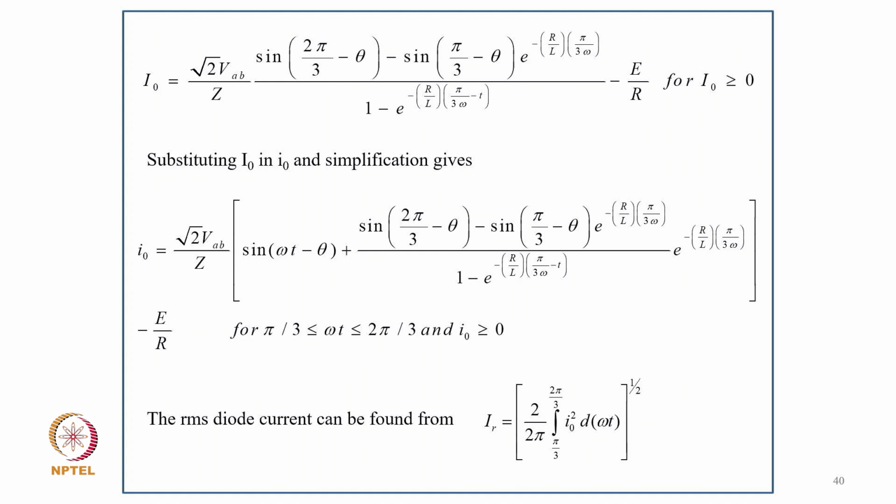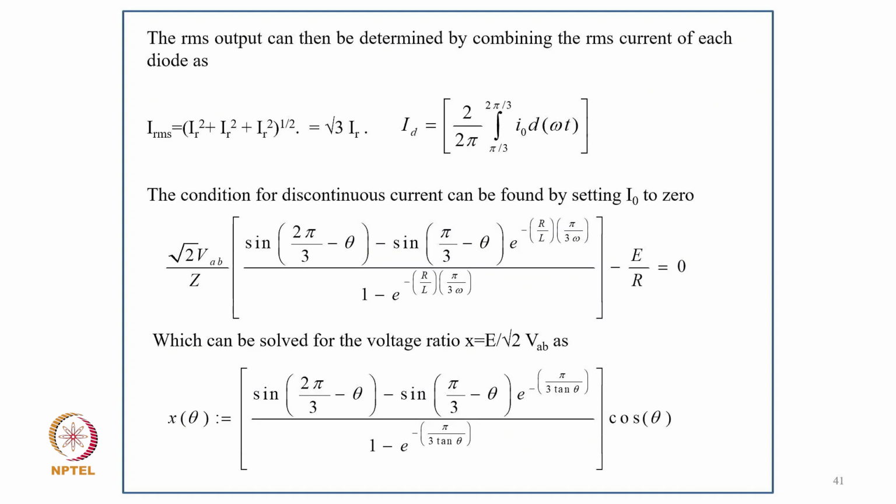for omega t varying from pi by 3 to 2 pi by 3 and i0 greater than 0. The RMS diode current can be found out: IR equals square root of (2 upon 2 pi) integral from pi by 3 to 2 pi by 3 of i0 square d omega t. Then IRMS equals (IR square plus IR square) to the power half, so it becomes root 3 IR, and ID typically is (2 upon 2 pi) integral from pi by 3 to 2 pi by 3 of i0 d omega t.